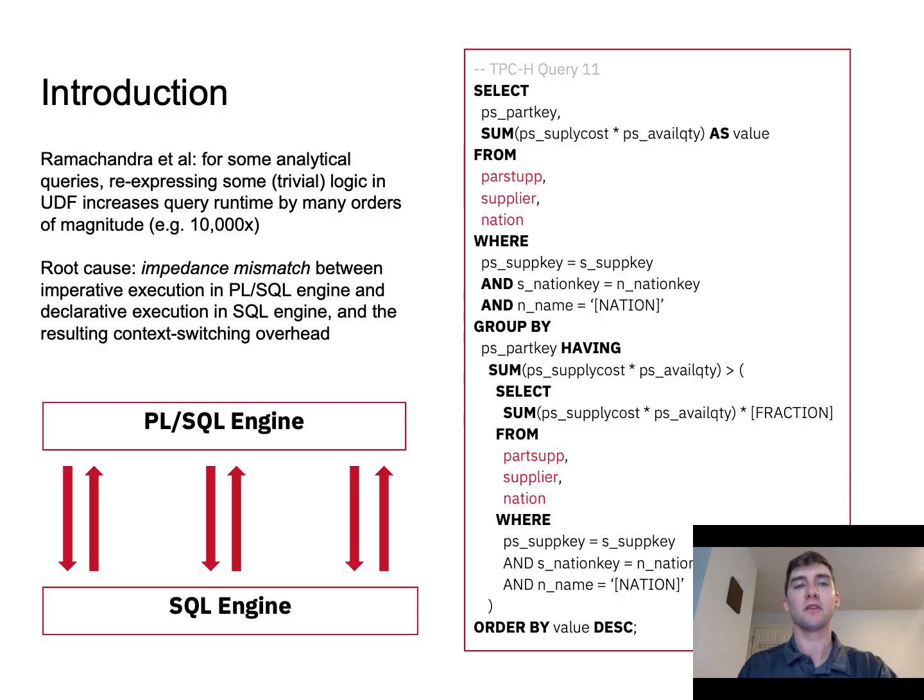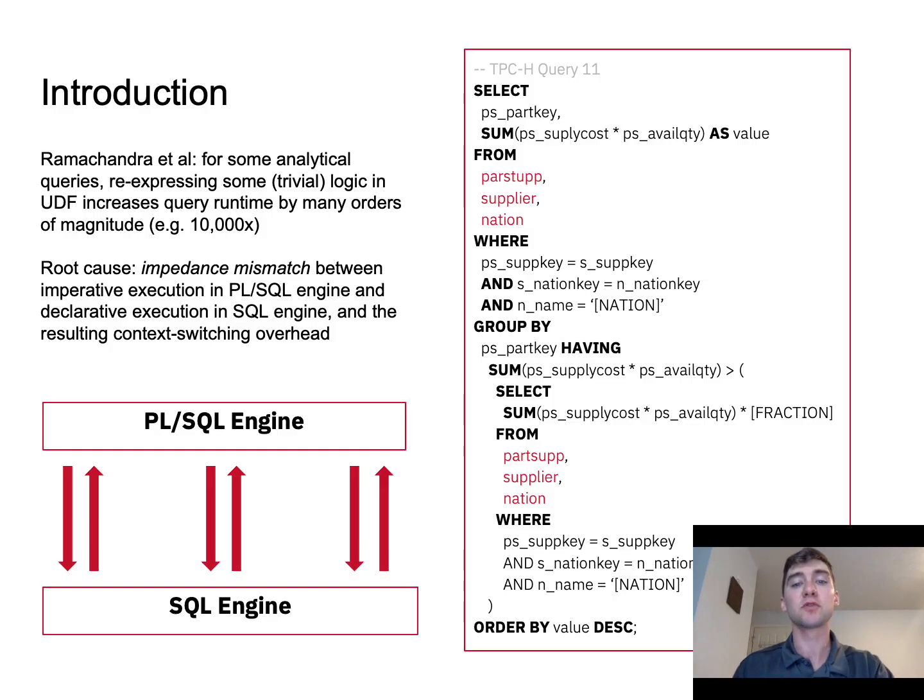One example of the overhead imposed by user-defined functions and procedural extensions to SQL was presented by Ramachandra and others in their work from 2019. They introduced user-defined functions into the well-known TPCH benchmark by re-implementing some of the query logic in terms of UDFs. By making this small change, they observed that the query runtime for some of these analytical queries increased by many orders of magnitude, sometimes up to 10,000 times the original runtime.